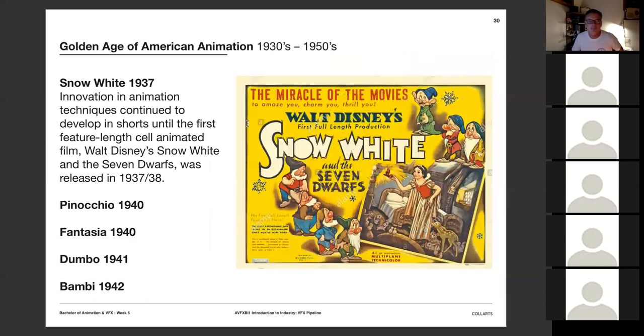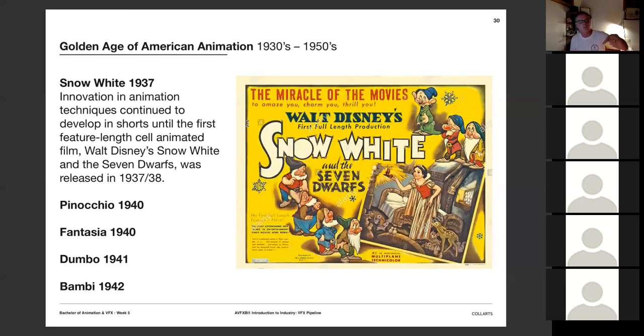But also at the same time, they got into making high-end feature films. So in 1937, they made Snow White, which was a massive innovation. It was the first feature-length cel-animated film, released in sort of 37, 38. And then from there on, they got onto a roll.